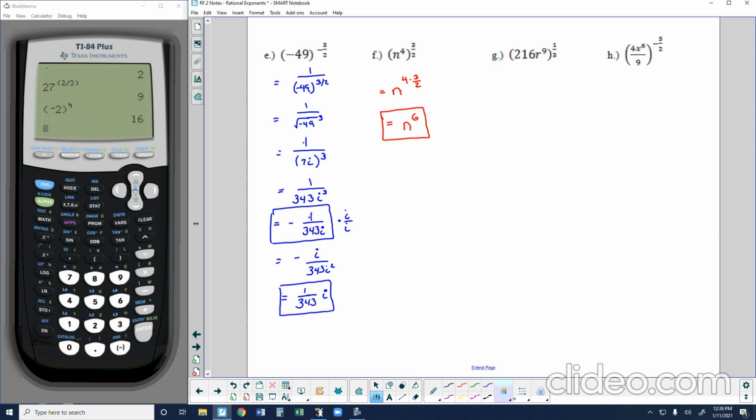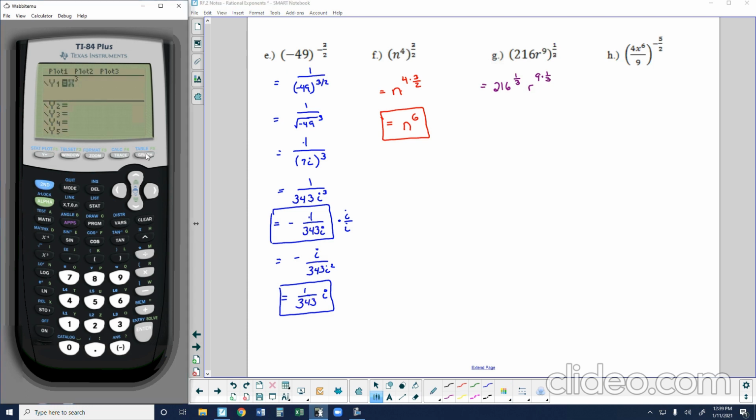Now let's take a look at G. In G, I have both real numbers and variables. So in this case, I'm going to take my power and essentially distribute it. So I can rewrite this as 216 to the 1/3 power times r to the 9 times 1/3 power. Again, I have a power, r to the 9th, and I'm taking that to a power, 1/3, so I'm going to multiply those together. Now, 216 to the 1/3 would be the same as the cube root of 216.